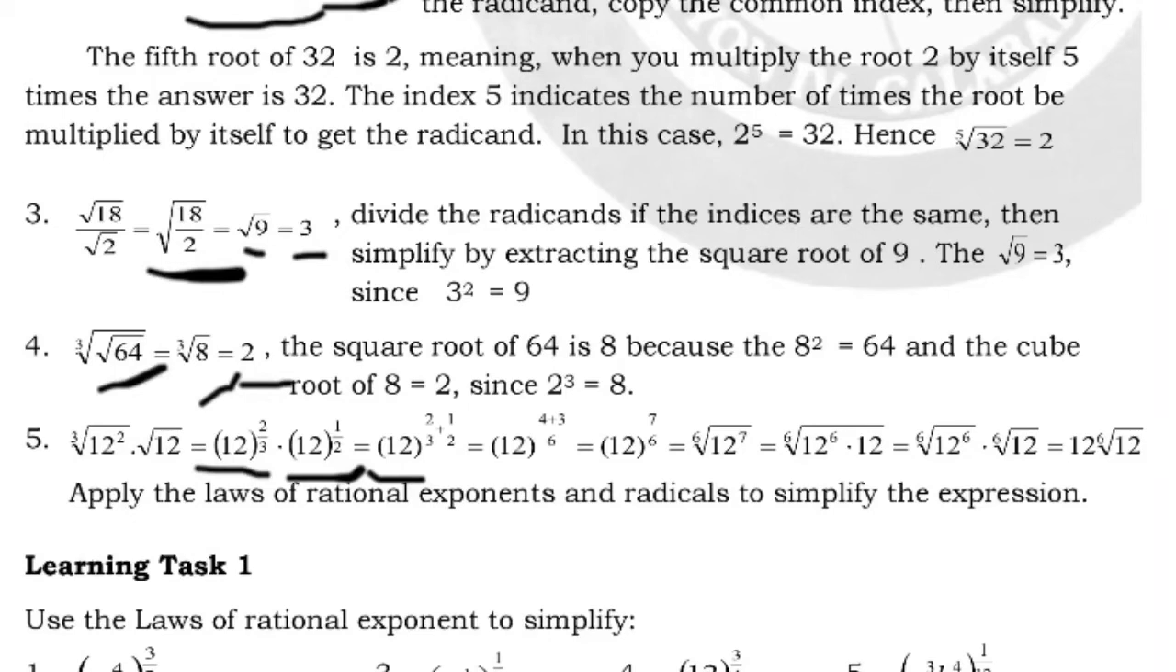So 2/3 plus 1/2. Then making the two similar fractions, 2/3 and 1/2, LCD is 6. 6 divided by 3 is 2. 2 times 2 is 4. Then 6 divided by 2 is 3 times 1. That will be 3. So 4 plus 3 over 6. Then 12 to the power of 7 over 6, we can express this one as 12 to the power of 6 times 12 in here.